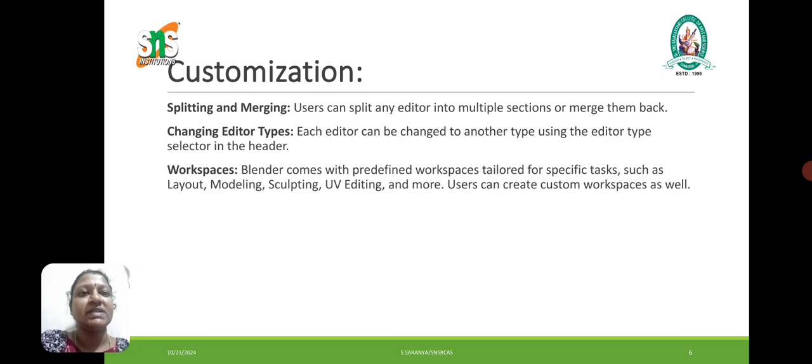The next is customization. In this customization, we can see splitting and merging, changing editor types, and workspace. Splitting and merging: the user can split any editor into multiple sections or merge them back. Changing editor types: each editor can be changed to another type using the editor type selector in the header. Workspace: Blender comes with predefined workspaces tailored for specific tasks such as layout, modeling, sculpting, UV editing, and more. Users can create custom workspaces as well.